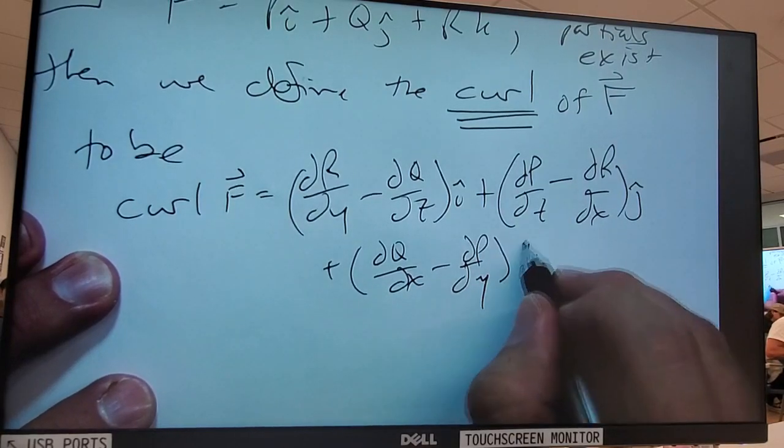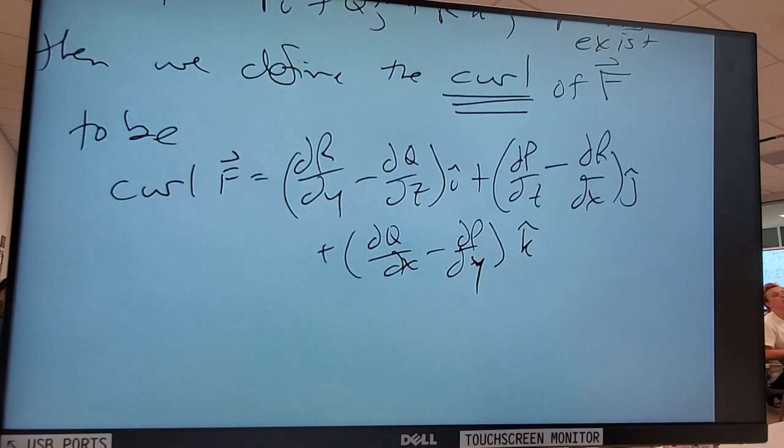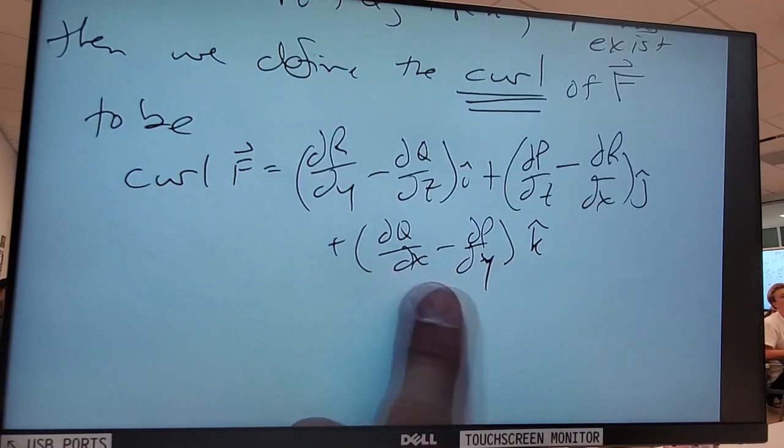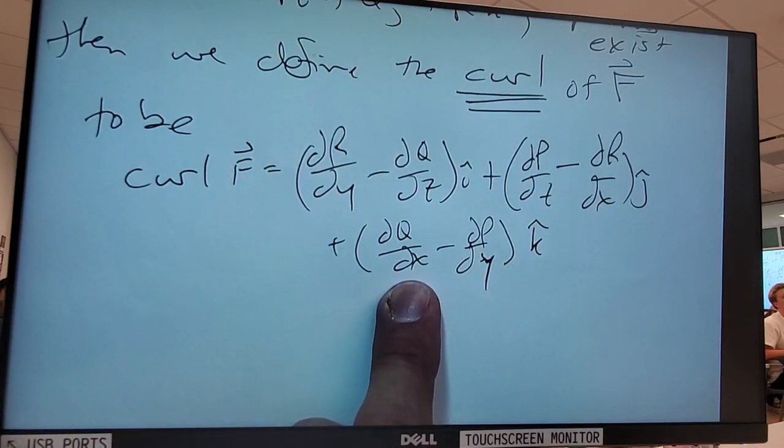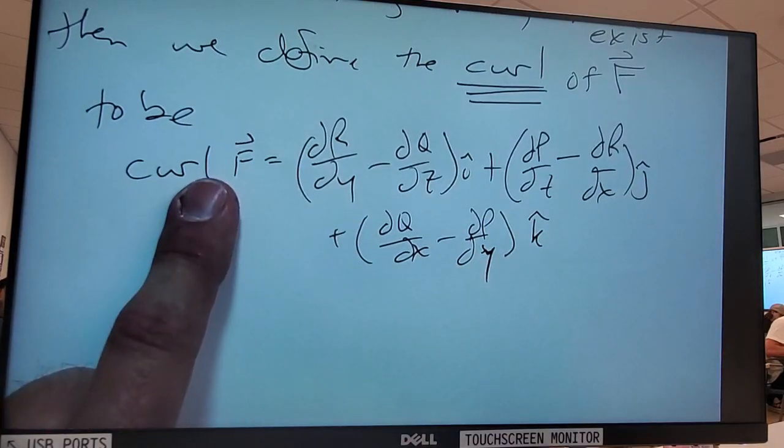Does any of that look familiar at all? Isn't this exactly what we just saw in Green's theorem? So there's a way to rewrite Green's theorem using this idea of the curl of F.